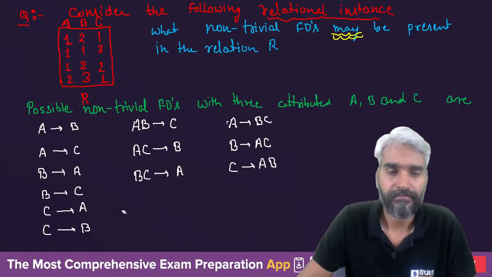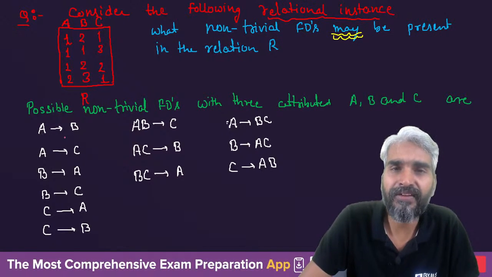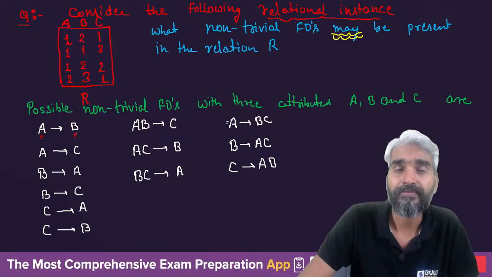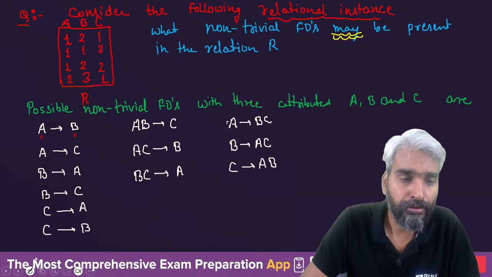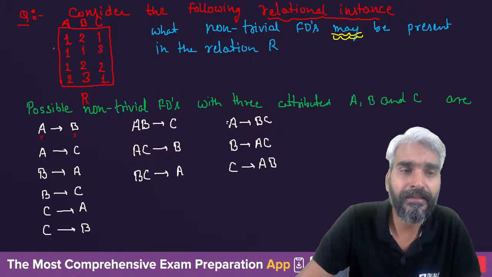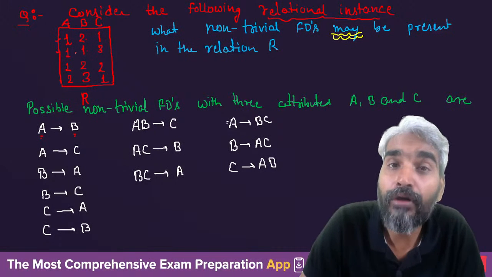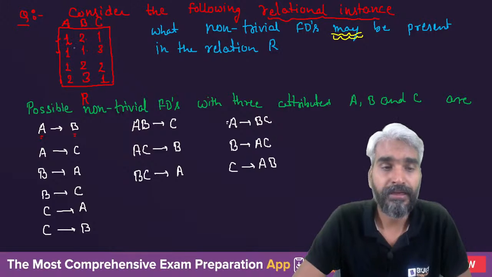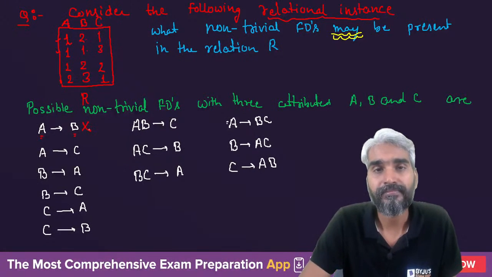Now check. If at all this FD is present, then whenever the values of A are the same, the values of B should be the same. So let's look at this: in these two tuples, the value of A is 1, but the values of B are not the same. Therefore, this functional dependency cannot exist in this relation.